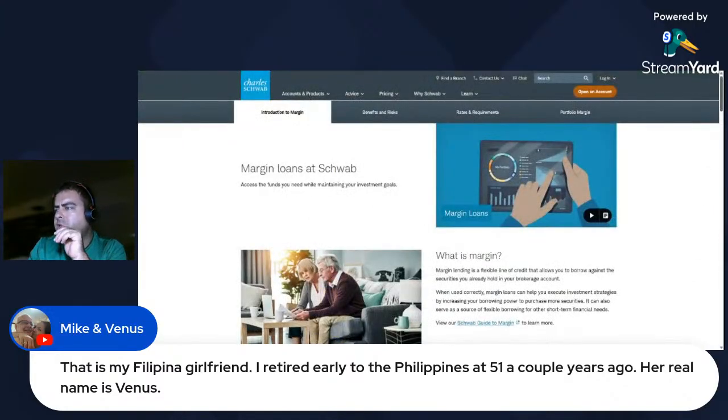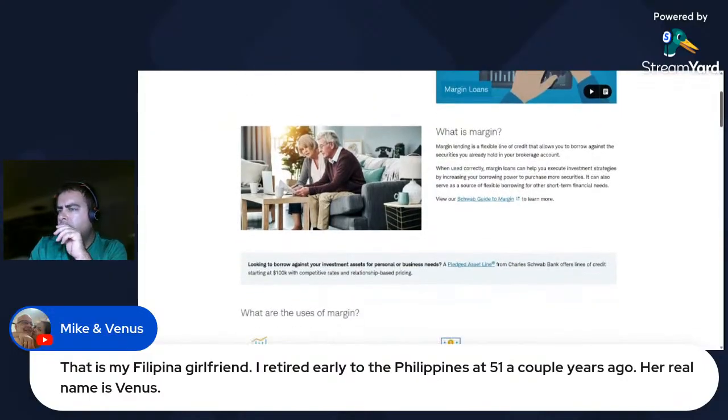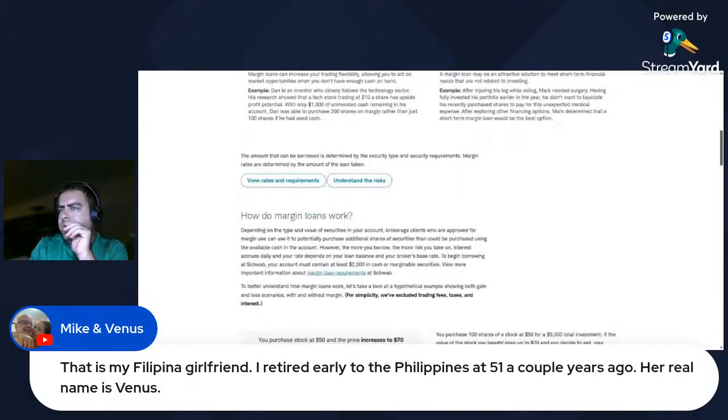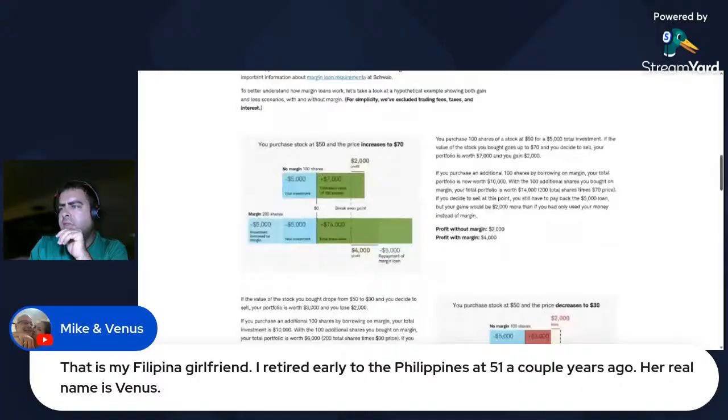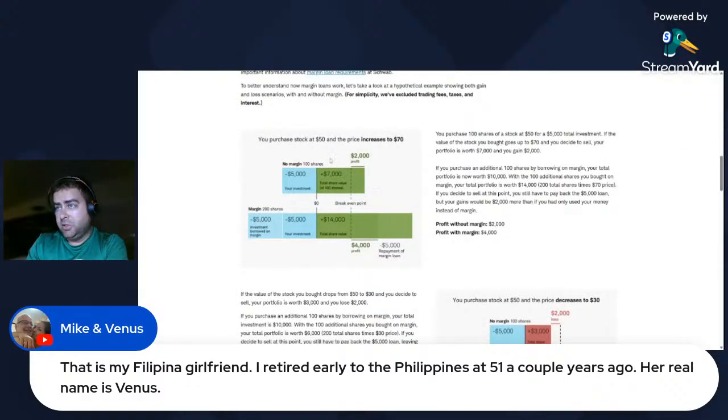Let's do this here. Margin loans: investing and trading, short-term financial needs. So you can use it for all of that. This is a good chart here, actually. Purchase stock at 50, the price increases to 70. With no margin, 2,000 profit. See that? With margin, you've invested their money 5,000 and your money 5,000. So the total share value increases to 14,000, which then is a $4,000 profit minus the repayment of the loan.